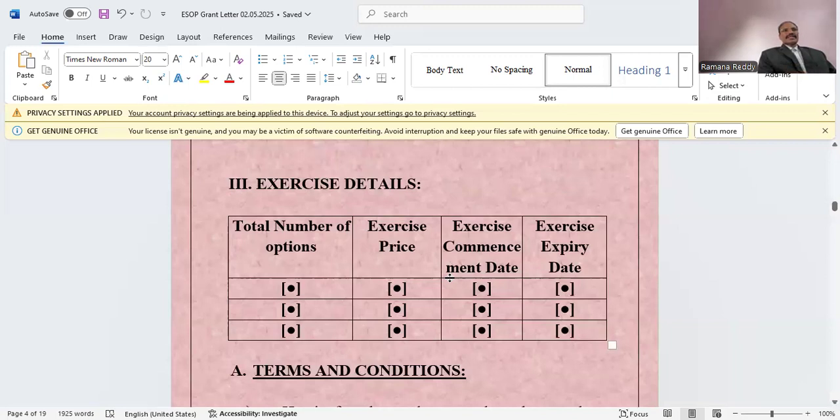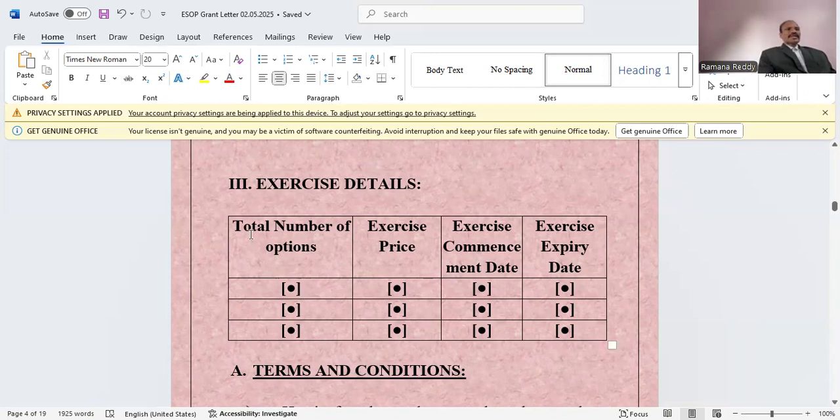The exercise commencement date is the vesting date. From the vesting date he will get the right to exercise. From that day onwards, the company will give 60 days or even up to 2 years, because the employee must have availability of funds. So as per his availability, he will exercise in tranches or in a single go. That is up to him.